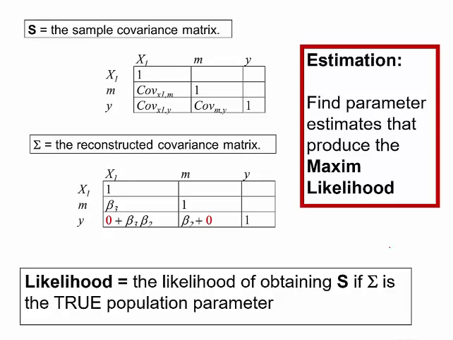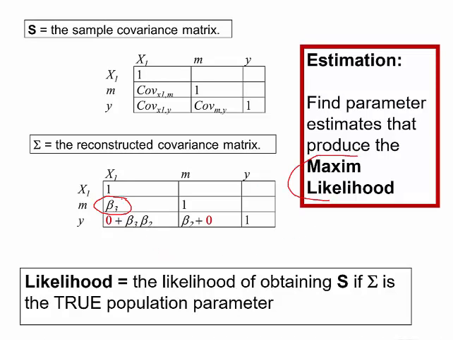So now I'm ready to tell you how we actually estimate our parameters in a structural equation modeling approach. Recall that with regression, we talked about least squares regression, where we use formulas to calculate an intercept and a slope that will minimize the sum of the squared errors. We're going to use a slightly different approach with structural equation modeling, in that we want to figure out what parameter estimates, for example, what beta weights, will produce the maximum likelihood.